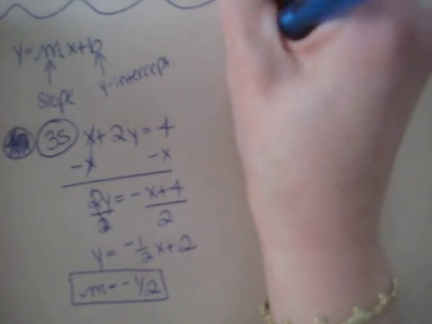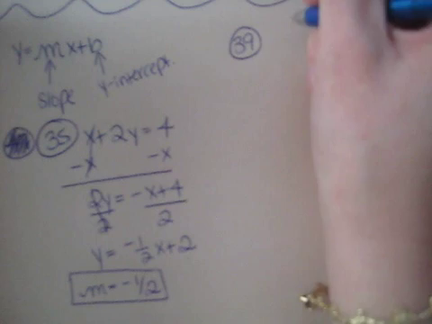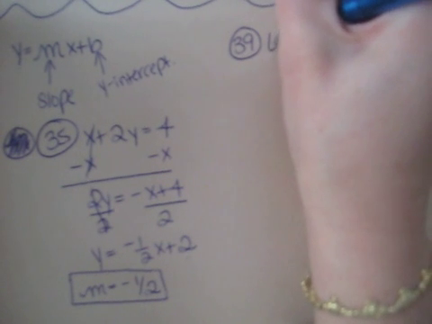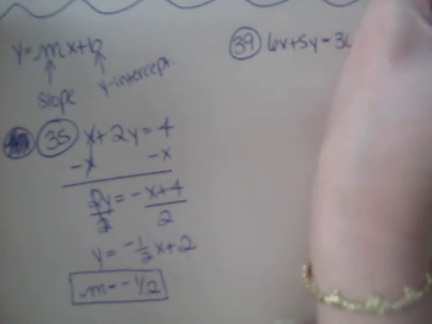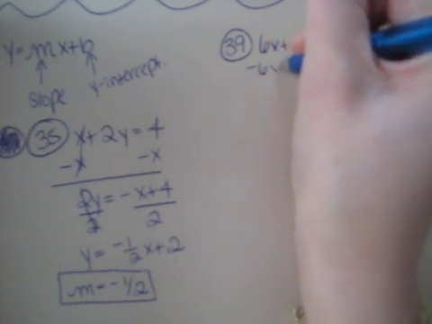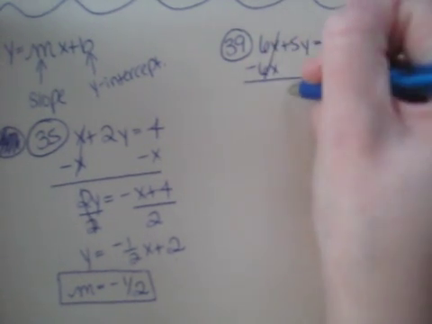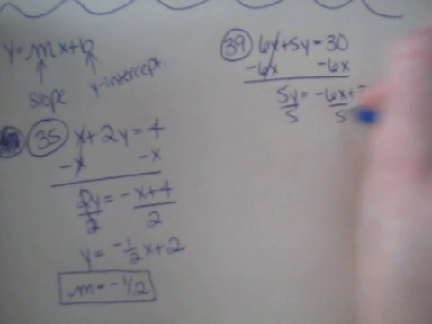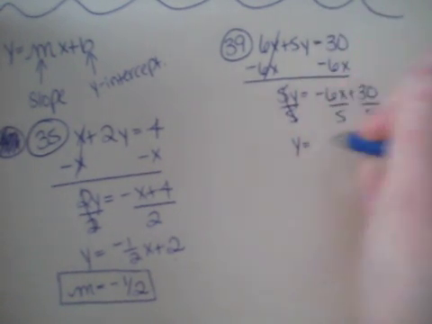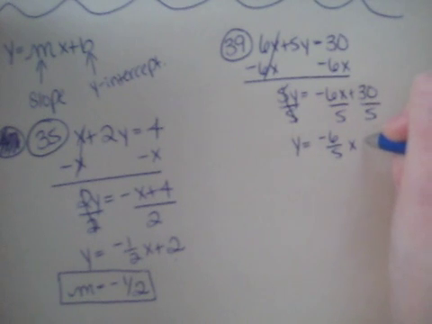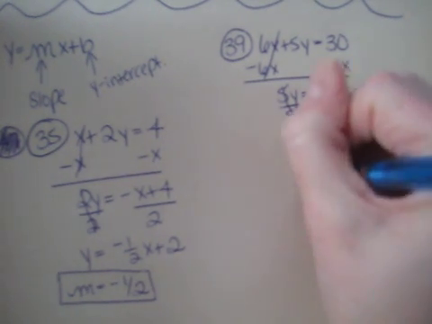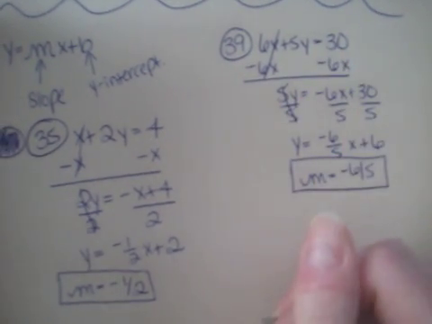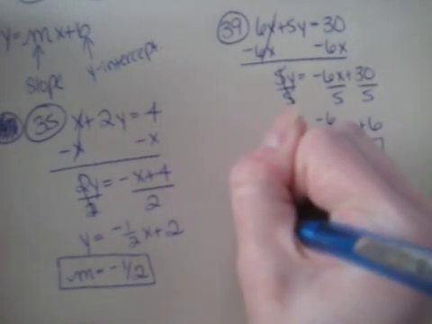Okay, number 39. That's on page 184. 6x plus 5y equals 30. Minus the 6x on both sides. 5y equals negative 6x plus 30. Divide each term by 5. Y equals negative 6/5 x plus 6. Slope, intercept. Slope equals negative 6/5. And that's the answer you see in your notes as well.